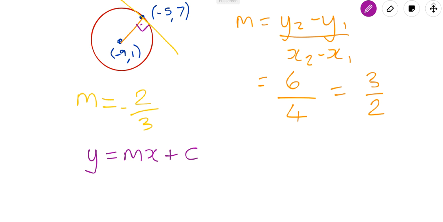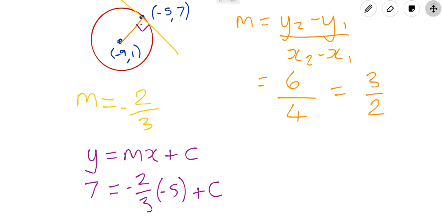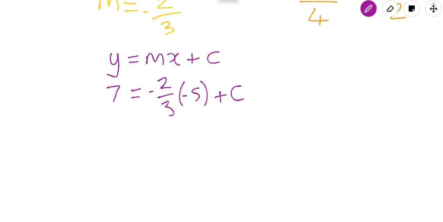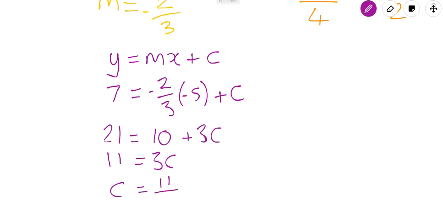Put in what we know. That coordinate -5, 7 gives us the x and the y. So 7 is y there. m is -2 over 3. And x is -5. And we don't know c, but we can work it out very easily now. So let's multiply everything by 3 to make 21 equals +10 plus 3c. So then 11 is 3c. So c is 11 over 3.